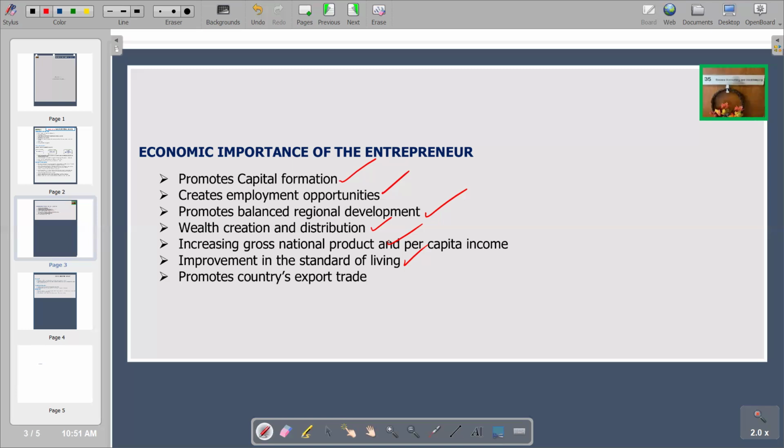So at the end of the day, we are saying that our points are leading us to an increase in economic growth, and an increase in economic growth also indicates an increase in economic activity, which is positive in the economy. So basically, this is what we have, guys, in terms of the economic importance of the entrepreneur.